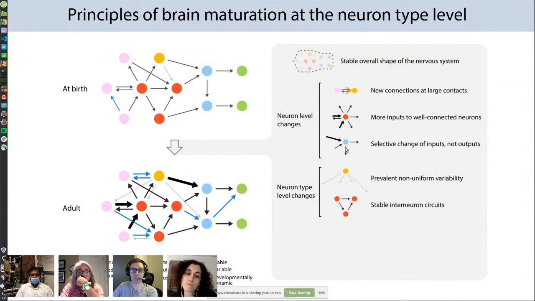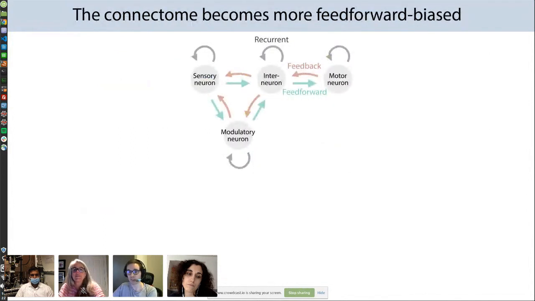And finally, we wanted to ask if the collective set of synaptic changes leads to changes in information processing at the level of the entire brain. I don't have much time left, but I'm quickly going to go over two different ways we looked at that. First, we examined the directionality of information flow. We classified connections from the sensory towards the motor layer as feed-forward, connections from the motor layer to the sensory layer as feedback, and connections between neurons of the same type as recurrent.